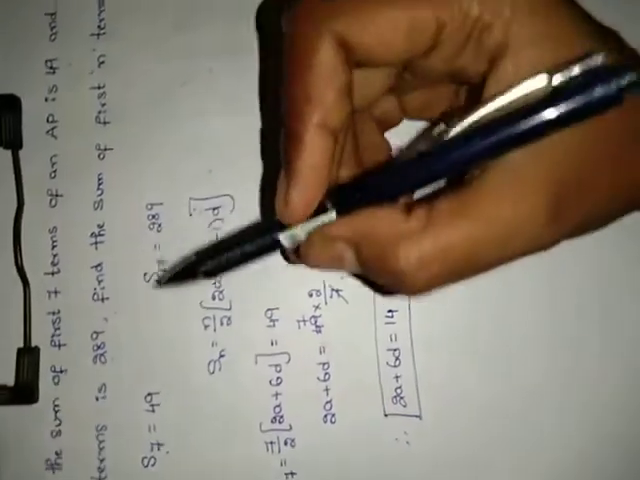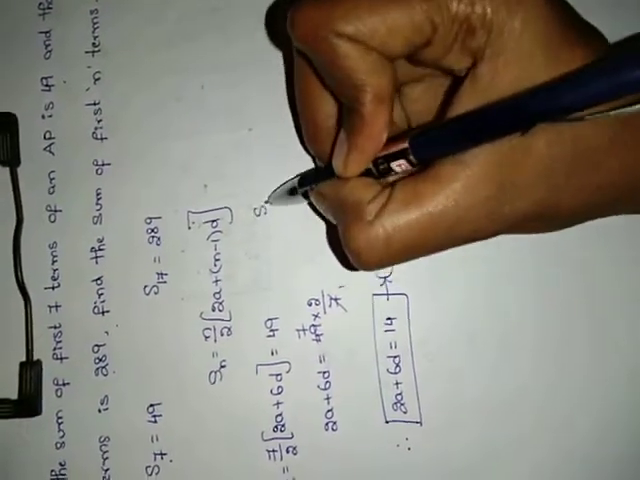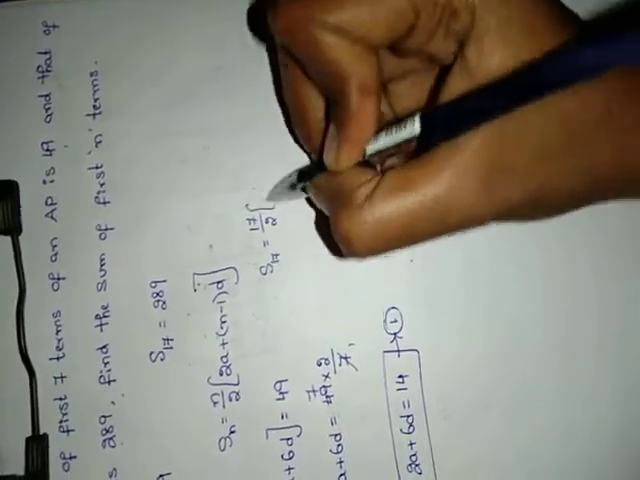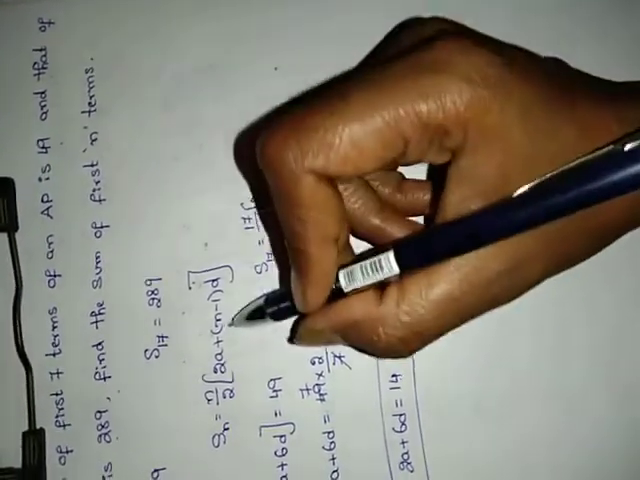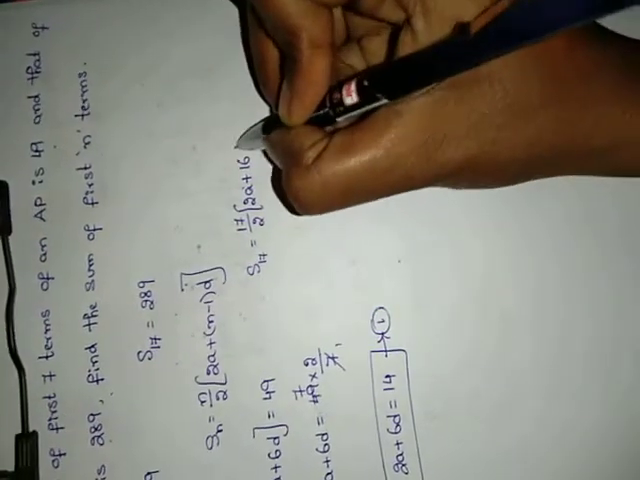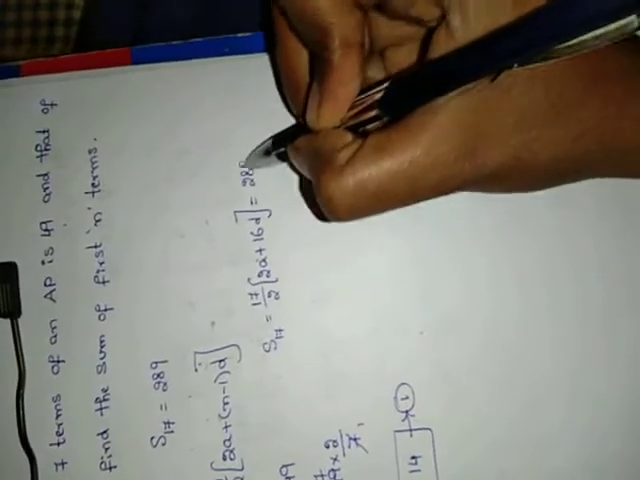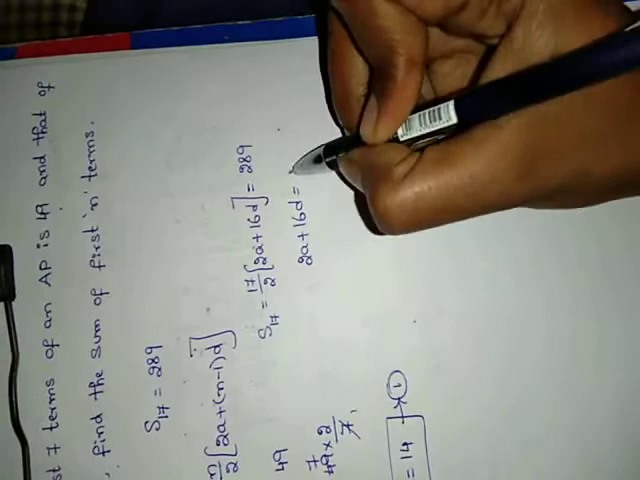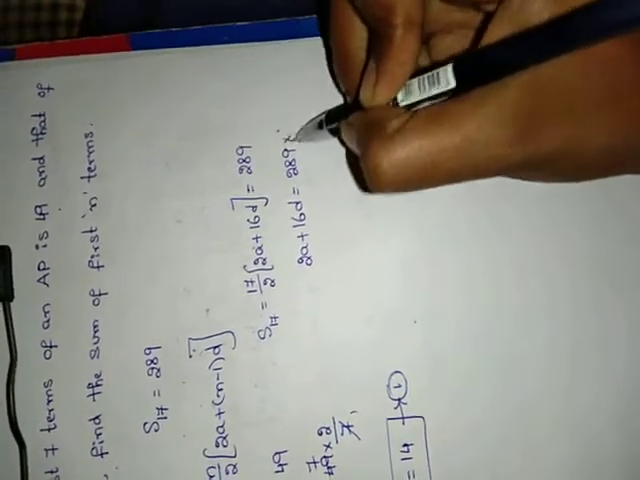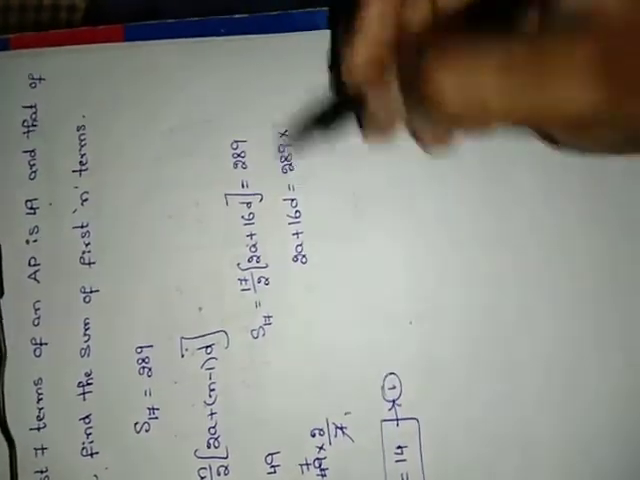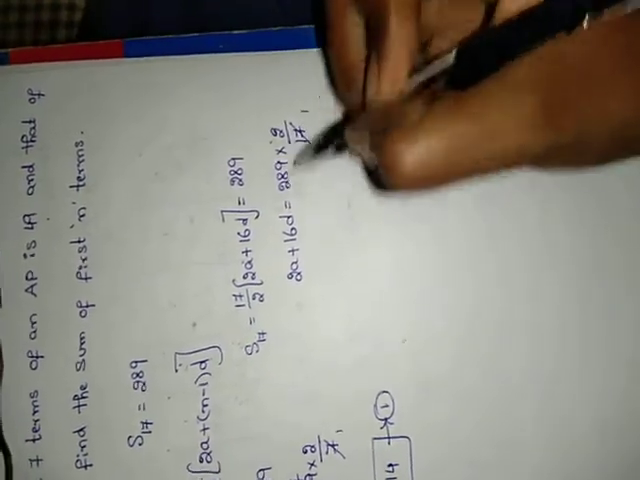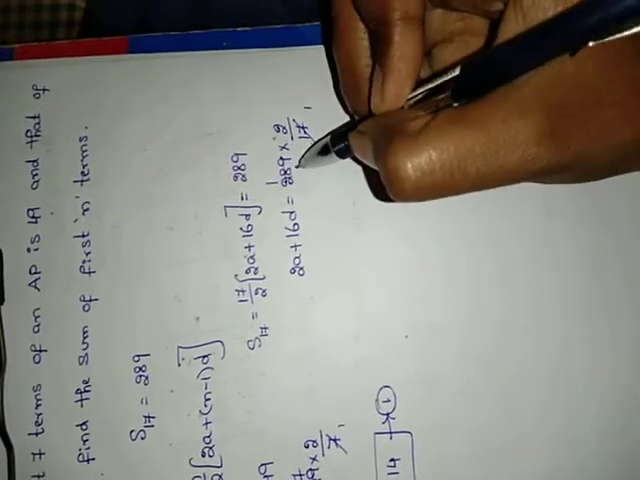Now substitute in the same way for S17. S17 equals 17 by 2 into 2a plus 17 minus 1 into d, that is 16d, equals how much they have given? 289. Now 2a plus 16d equals 289 into 2 by 17. If I send it to that side, it becomes 2 by 17. Now cancel with 17. 17 ones are 17. How much remaining? 11.